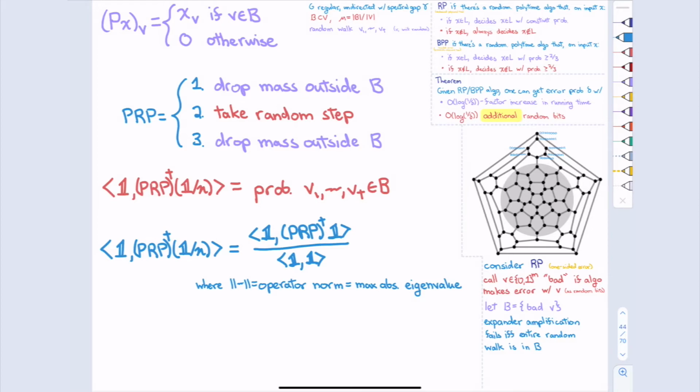Okay, so PRP to the T is also a symmetric matrix. So really this is going to be bounded above by the maximum absolute eigenvalue of PRP. Last class, we introduced the operator norm as a fancy way to express this. But it's the maximum absolute value of any eigenvalue of PRP.